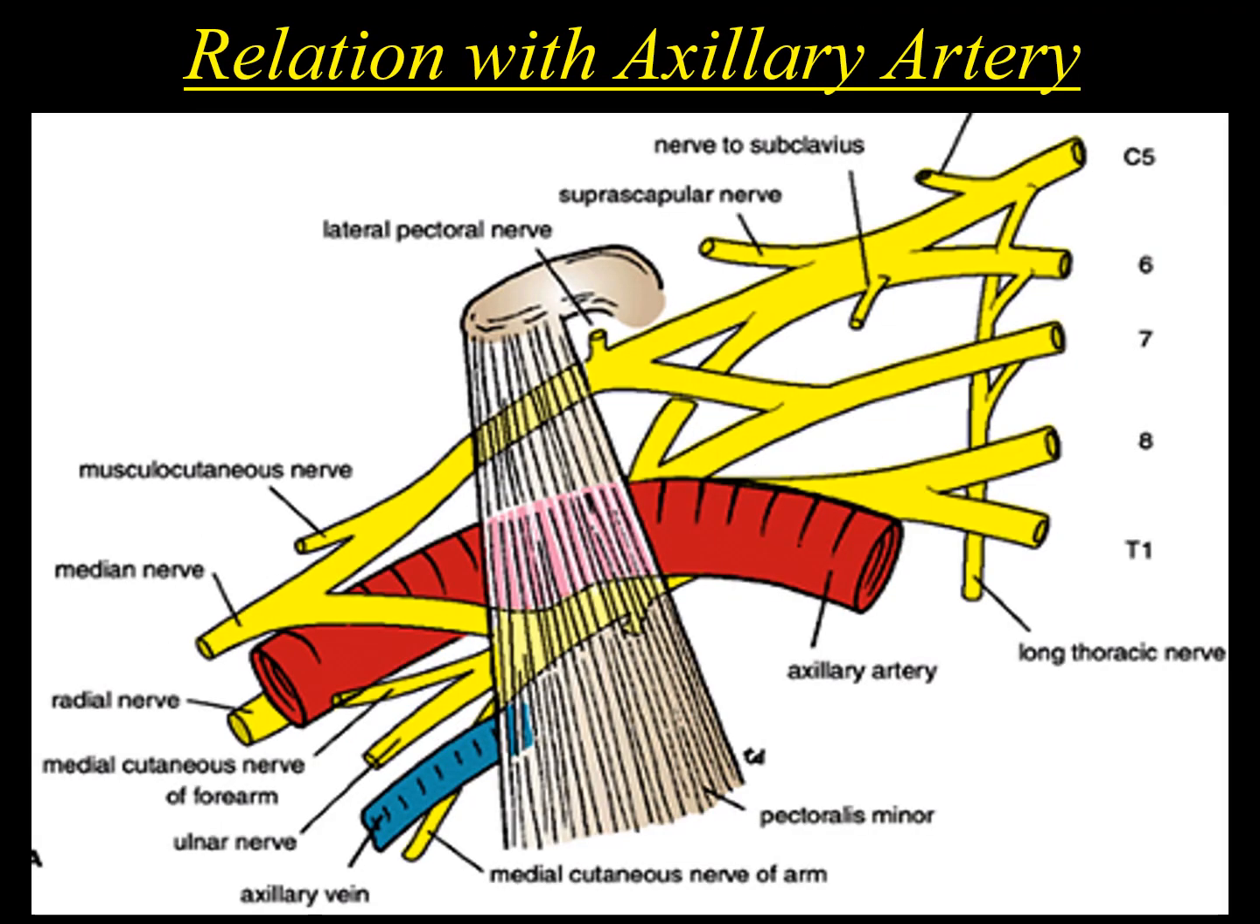This diagram is showing the relation of the axillary artery to the brachial plexus. Initially, we will talk about the axillary artery. The axillary artery has three divisions. This is the first part. This is the muscle which is known as pectoralis minor.